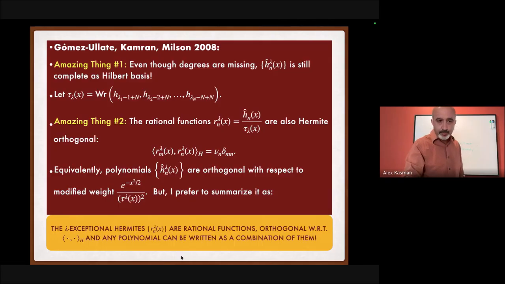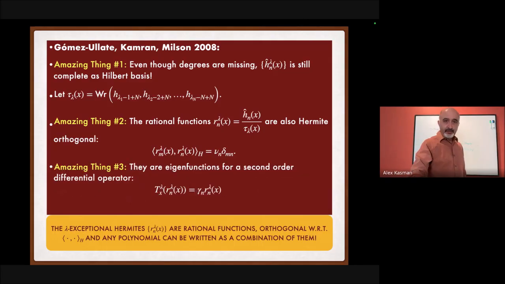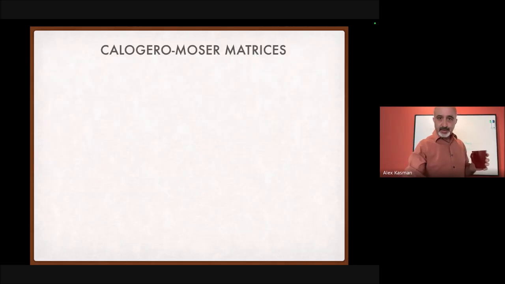Oh, wait, no, there's one thing I forgot to tell you. Also, again, in this 2008 paper by these authors, they showed that there's a second order differential operator, not the same one, but still a second order differential operator, just like there was for the classical Hermites, that has these as eigenfunctions. And so again, kind of just as good as the classical Hermites, but different in a way. Forgot to say something on there.